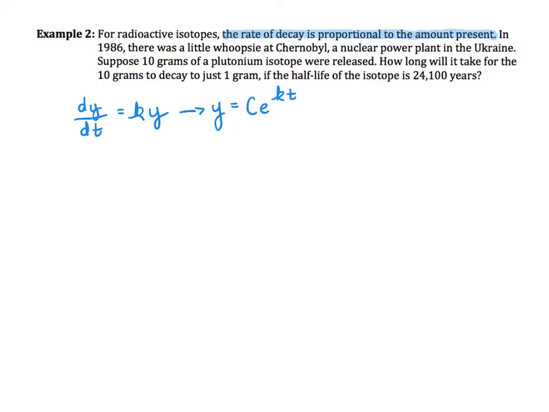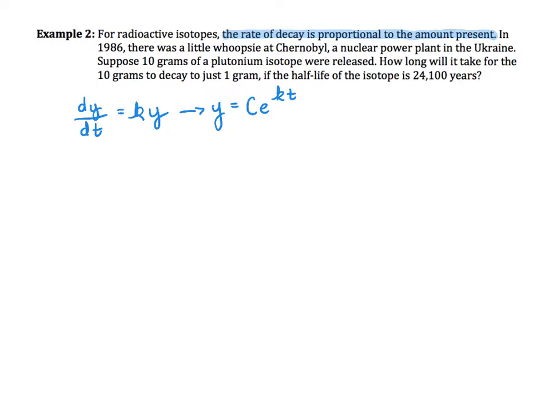In 1986, very good year, there was a little whoopsie at Chernobyl because a nuclear power plant in the Ukraine blew up. So suppose 10 grams of a plutonium isotope were released. How long will it take for the 10 grams to decay to just 1 gram if the half-life of the isotope is blah, blah, blah. There's a lot of information here. So let's pick this apart. Suppose 10 grams of a plutonium isotope were released.